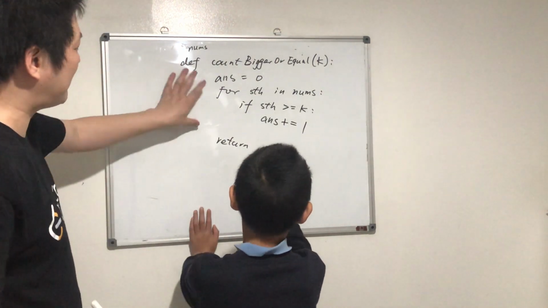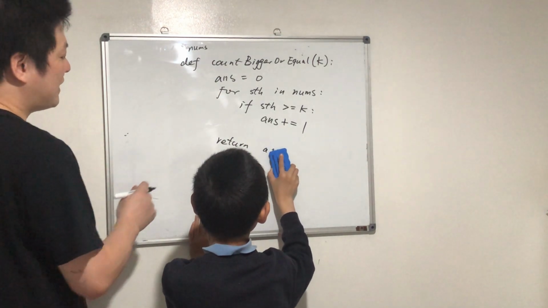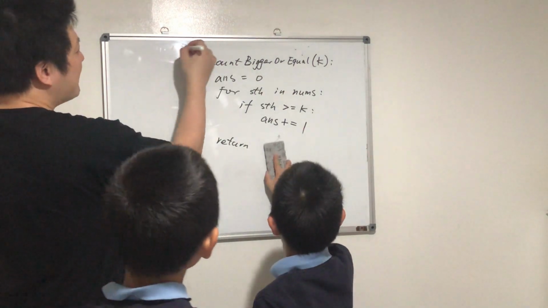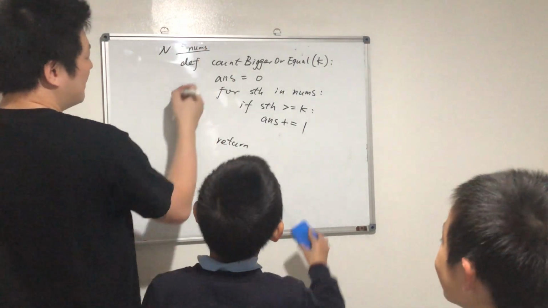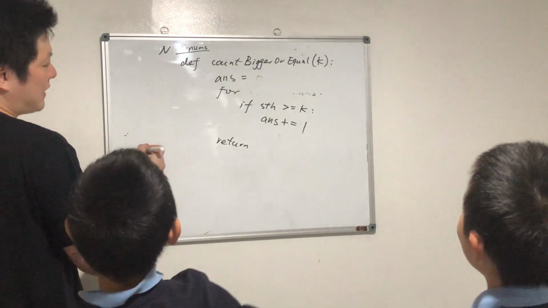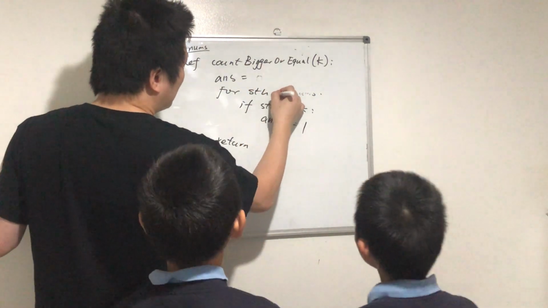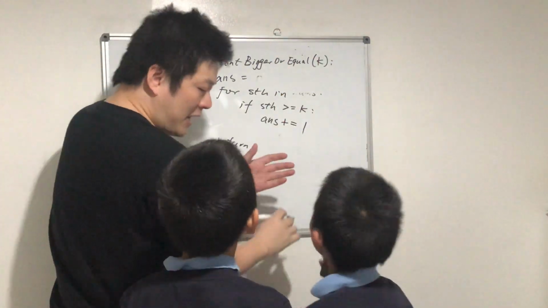What's the time complexity of this part? If there are n numbers here, Eric, what's the time complexity? O(n), yeah.